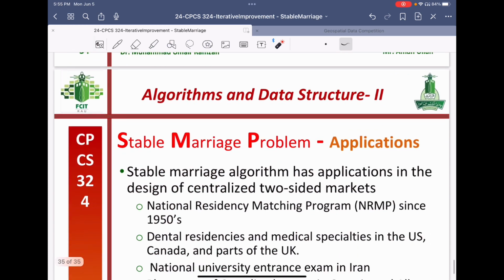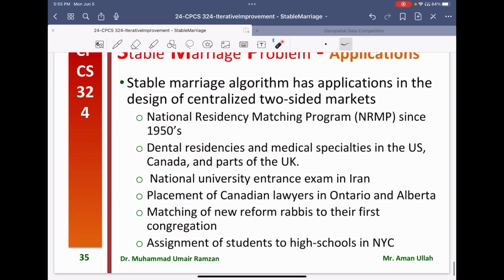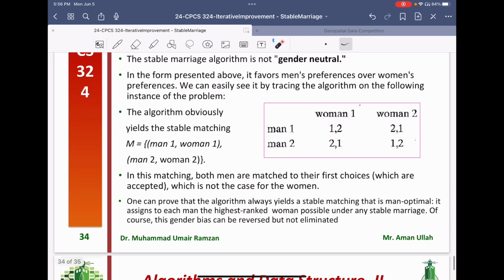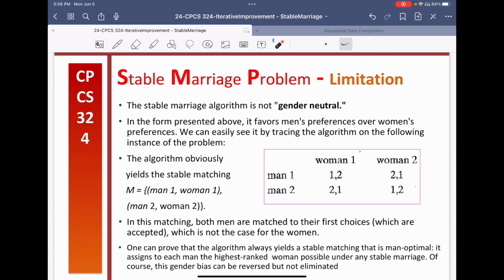And finally, the applications. It has many applications. So these are just some of them. You can see the assignments of students to high schools in New York, the matching of new reform rabbis to their first congregation, rabbis, sorry, and so on. You can look through them, but the bottom line is that the stable marriage algorithm tries to find the best possible solution to a problem and match all elements from one array to the next, keeping the priorities in check, where the priorities are the constraints.